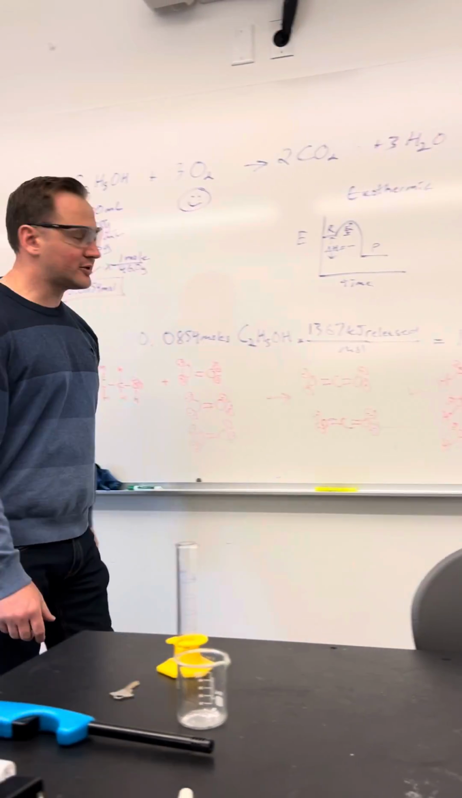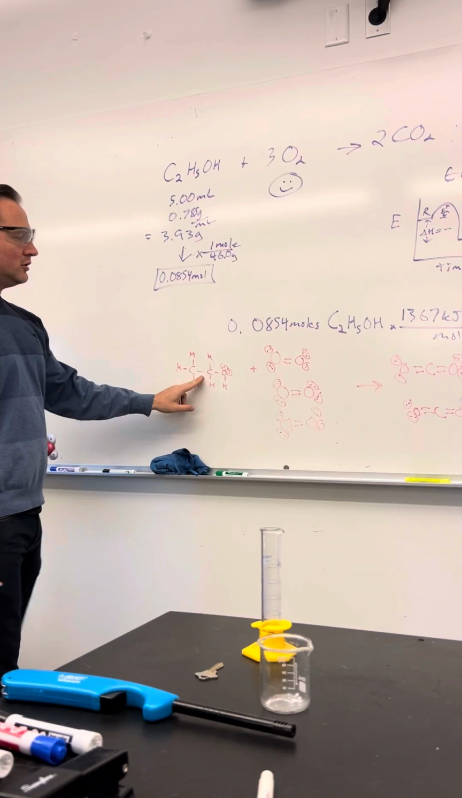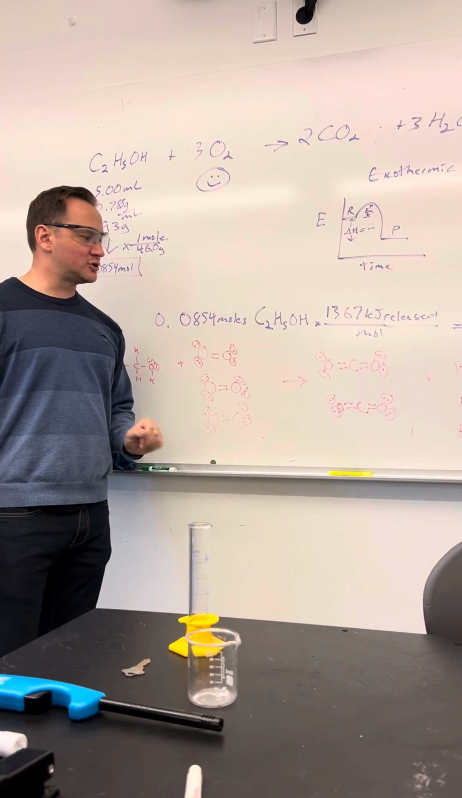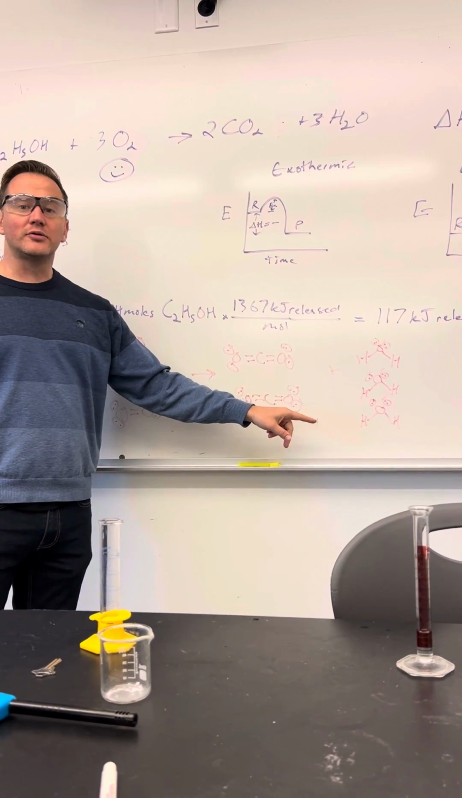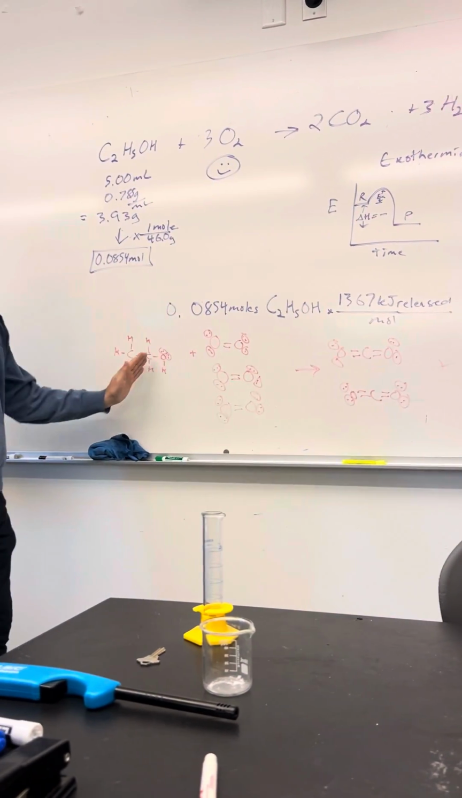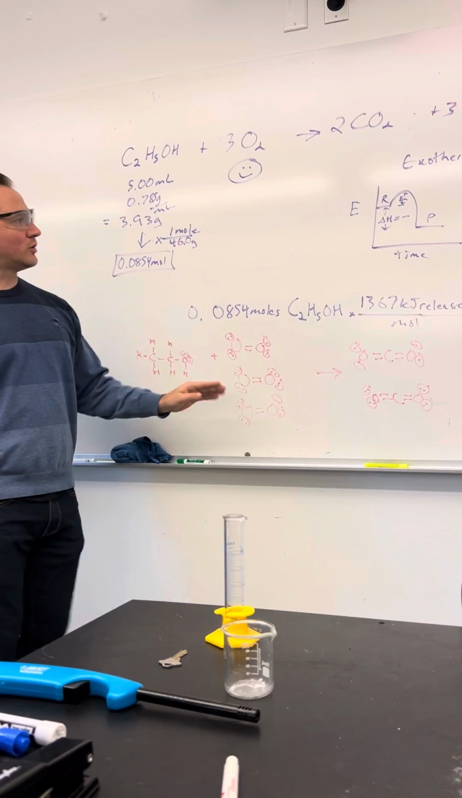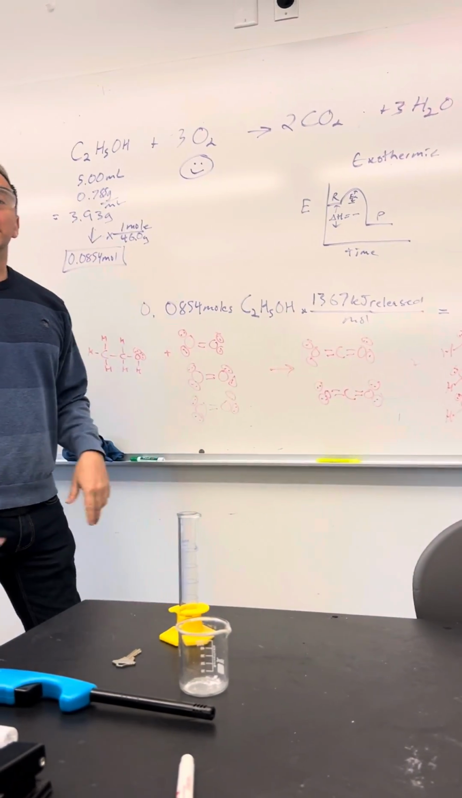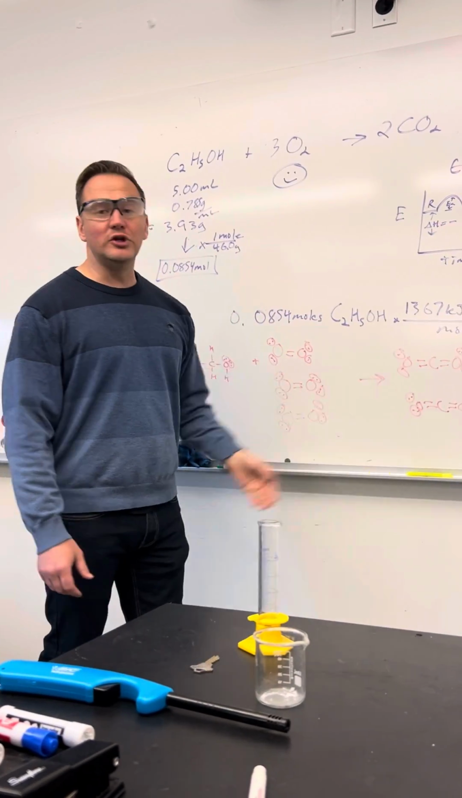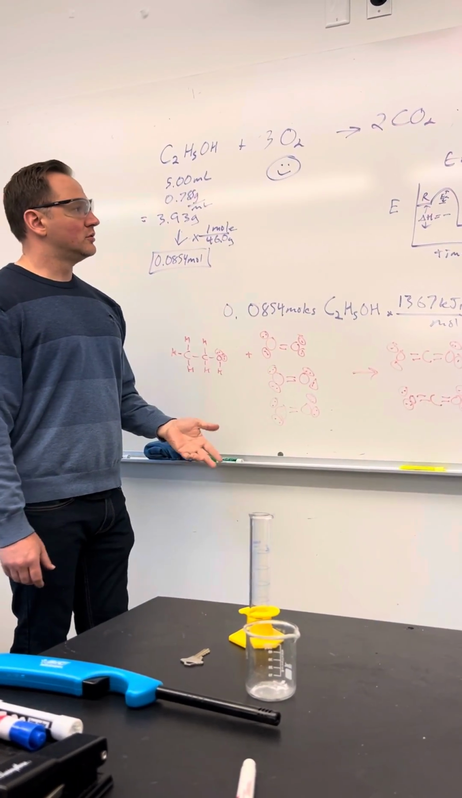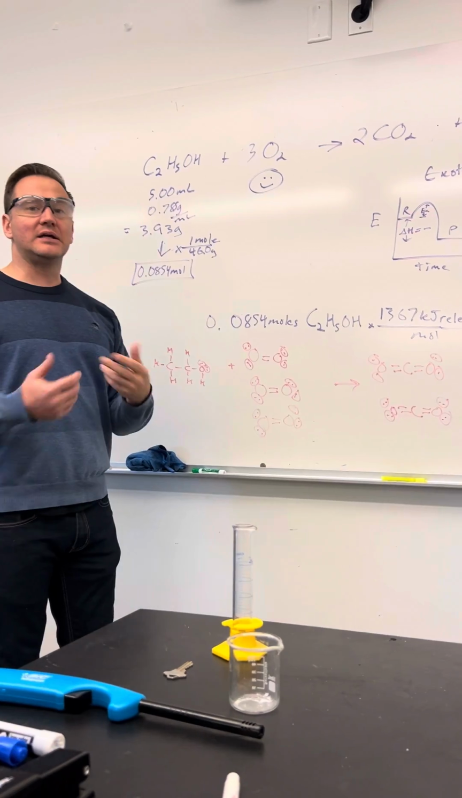So if we look at the molecules involved here, we have ethanol, and we have 3 molecules of oxygen, and they react to make 2 molecules of CO2 and 3 molecules of water. So all of these bonds have to break, which is what we see for that activation energy. But the energy required to do that is going to be less than the energy released when the new bonds form. So we get an exothermic reaction, and that heat gets released.